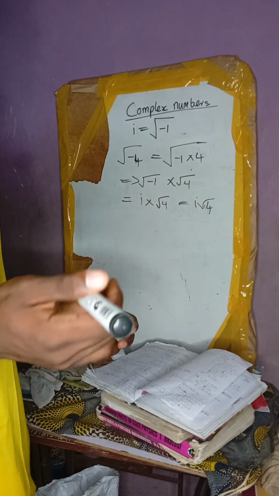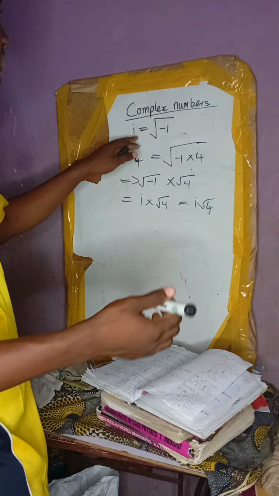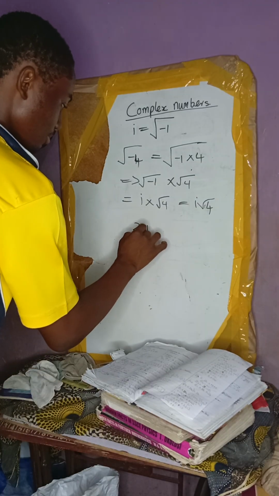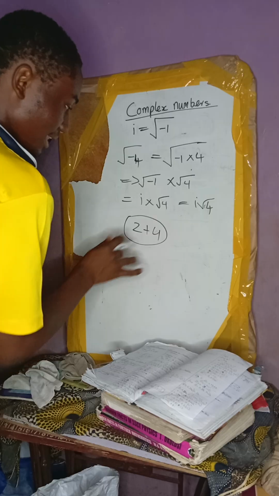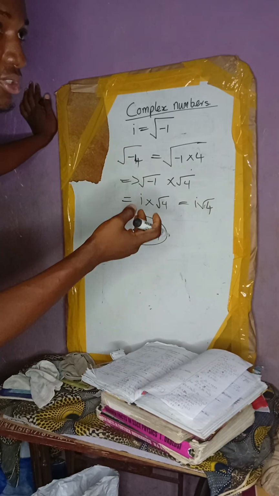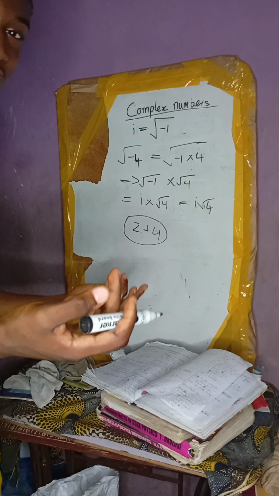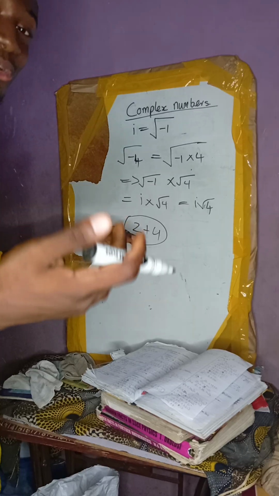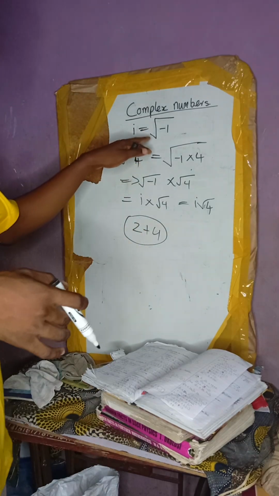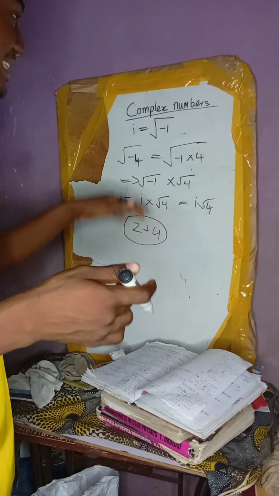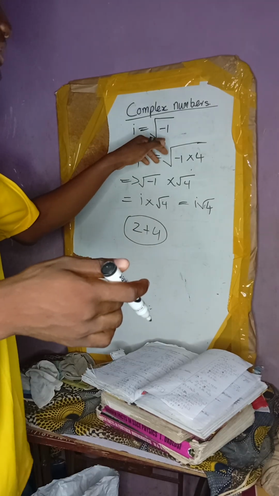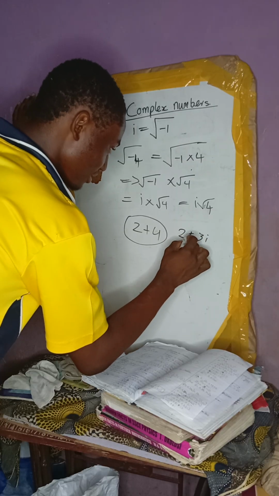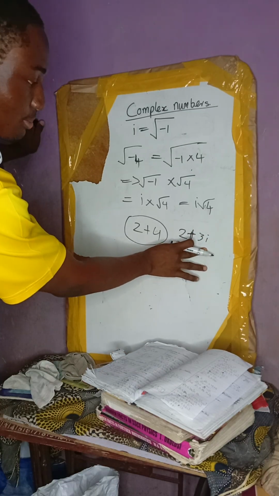One thing I forgot to tell you is that a complex number is a number that has i in it. Like for instance, 2 plus 4 is a number, because from our logical sense, 2 plus 4 is 6, and hence 6 is a number. But why we call it a complex number is because it has i in it. It has the root of -1. So if you have something like 2 plus 3i, we can call this a complex number.